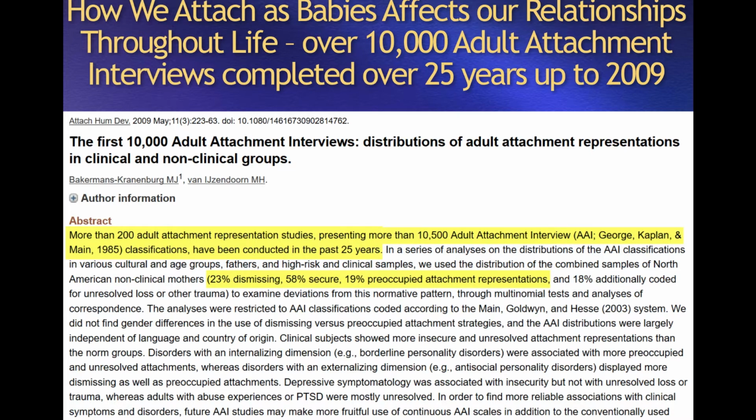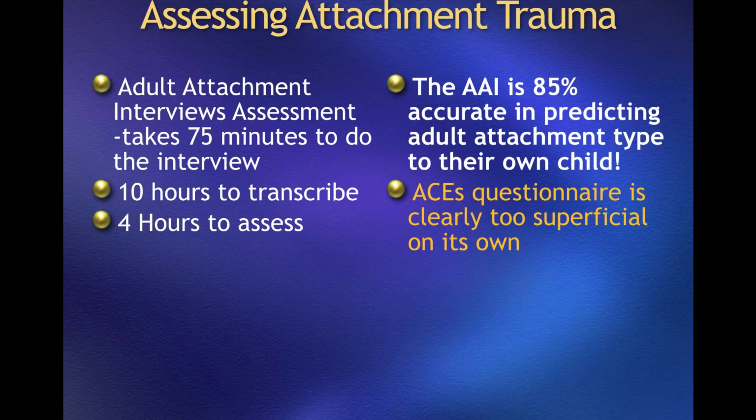So this adult attachment interview is what you can use to assess for attachment trauma. It takes 75 minutes to complete by the person doing it, 10 hours to transcribe, and 4 hours to assess by professionals. It's amazingly 85% accurate in predicting how an adult will attach with their own child. But clearly, just consider that the ACEs questionnaire is too superficial on its own when that's what it takes to assess for attachment trauma. So just bear that in mind.